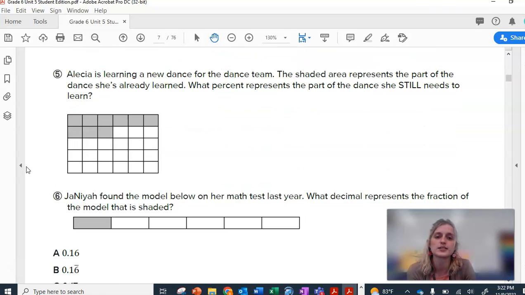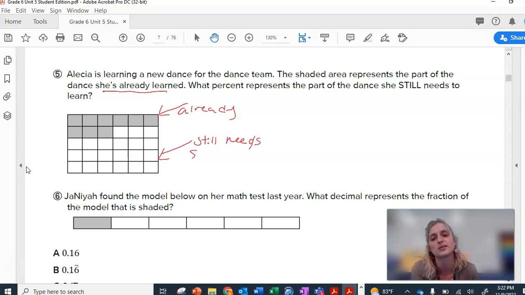Alicia's learning a new dance for the dance team. The shaded area represents the part she has already learned. What percent represents the part of the dance that she still needs to learn? Okay, so this is already learned. But I'm actually asking you about still needs to learn. Whoops, needs should all be on one line. So count them up, make a fraction, change that fraction to be out of 100, and then you can change that to a percent.